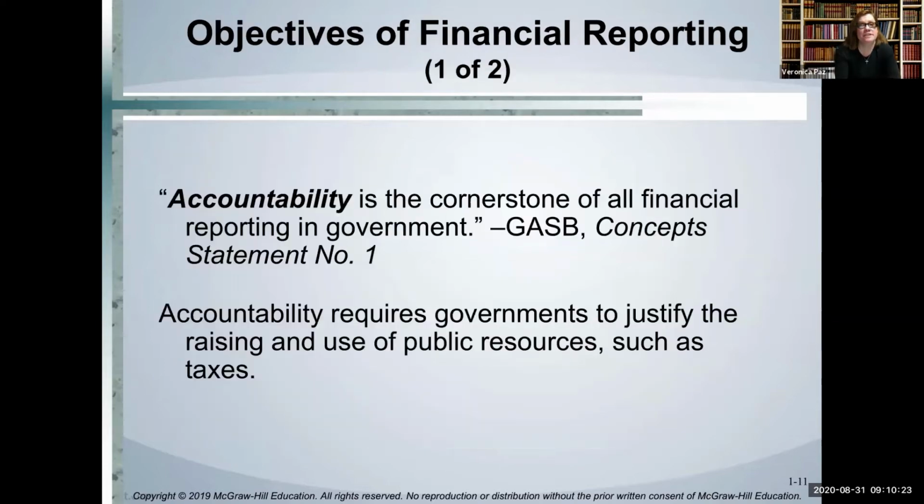Accountability is the cornerstone of all financial reporting in government, and that's from GASB Concept Statement number 1. Make sure you know that, because you're going to see accountability in some of your test questions. Accountability requires that governments justify the raising and the use of public resources such as taxes. They have to say what the purpose is, because obviously citizens don't want to be taxed, and Lord knows I hate taxes because I pay enough of them, and wait till you do too.